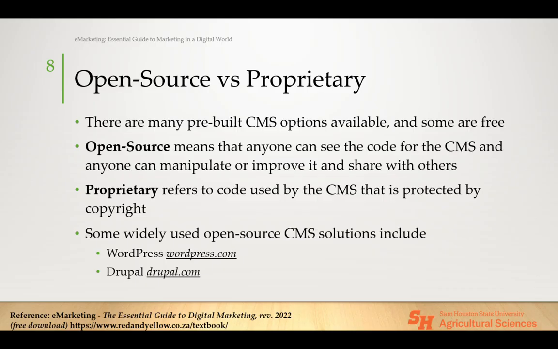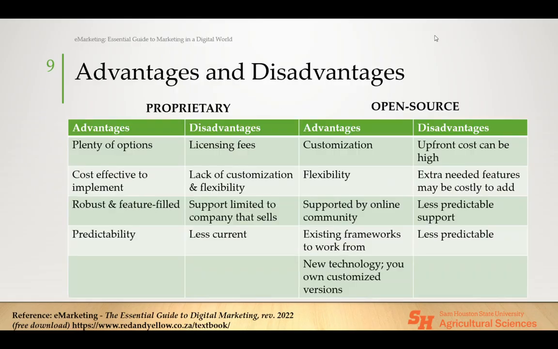A great CMS platform should have tools for you to easily export your data and move it elsewhere. But remember, no CMS platform comes with all the features you'll need. There are advantages and disadvantages of the proprietary and the open source CMS solutions. You can see by the proprietary, you're going to have plenty of options. Disadvantages will be the licensing fees. Open source, there will be advantages of customization, and the upfront costs could be high as well.